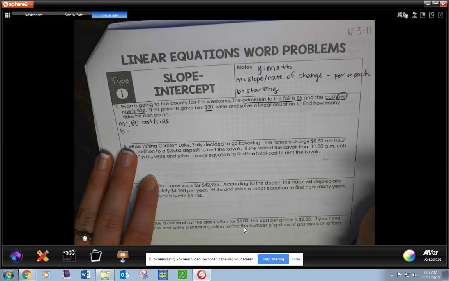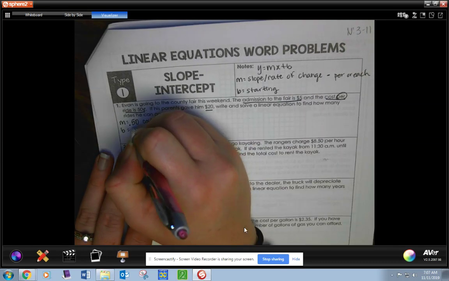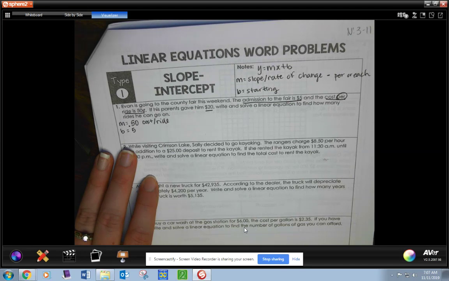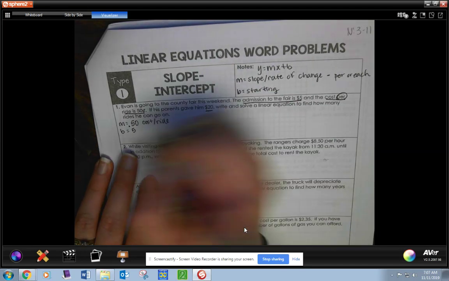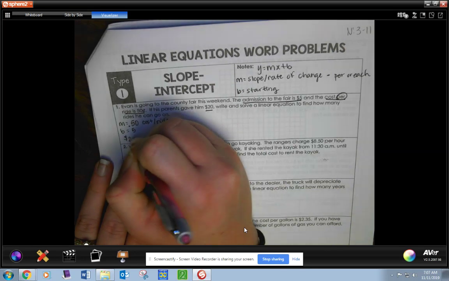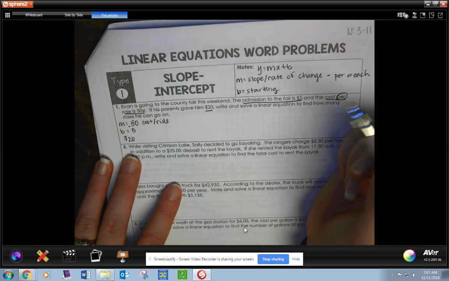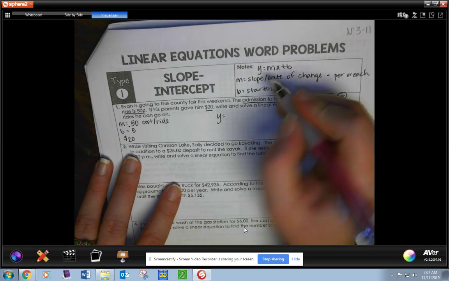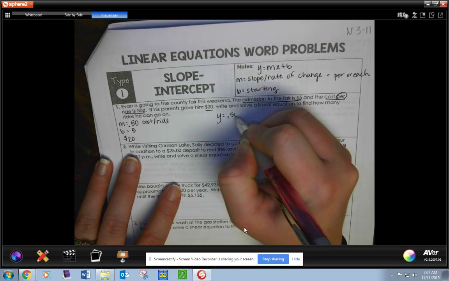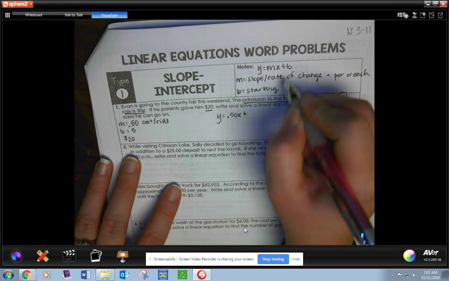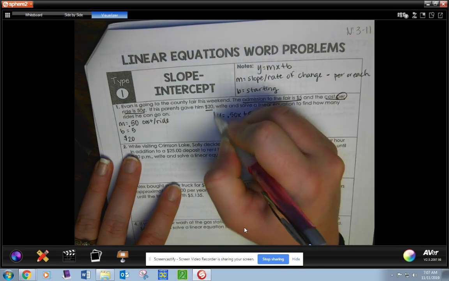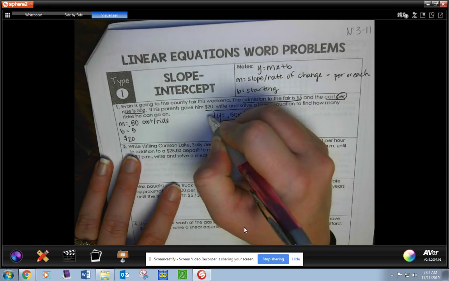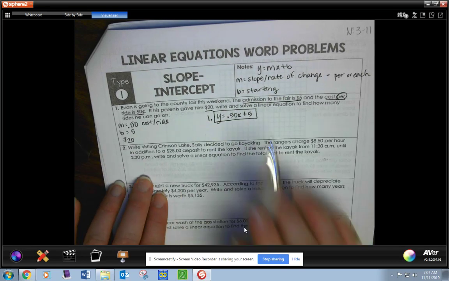Now, to get to the fair, the admission fee is $5. So that's what I have to pay no matter what. Okay, once you know those two things, the extra piece of information is he has $20. So the first thing I'm going to do is come over here and write my equation. I'm going to plug in y equals, instead of m, I'm going to put 0.50x plus, and instead of b, I put 5. I'm going to go ahead and box that and put a 1 beside it because that was step 1. Write the equation.